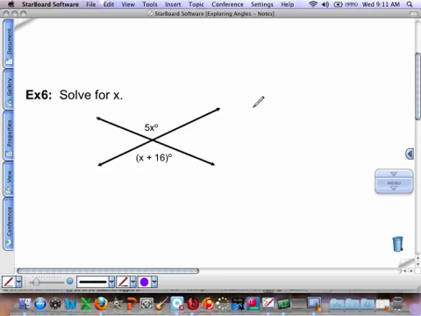Therefore, 5x equals x plus 16. And then all we gotta do is solve the equation. So 4x is 16, and x is 4. So vertical angles. Anytime you see the X, you have vertical angles, therefore they are equal.